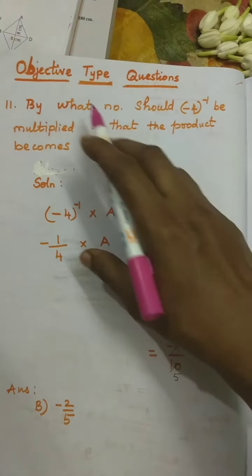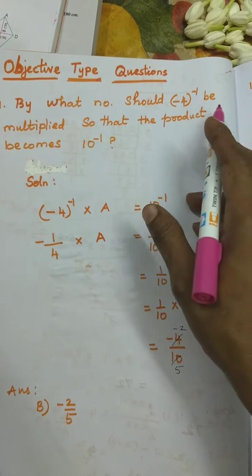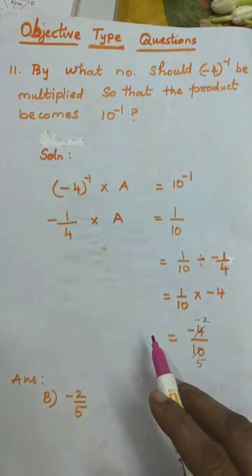Okay. Then the objective type question: by what number should minus 4 the whole power 1 be multiplied so that the product becomes 10 power minus 1?